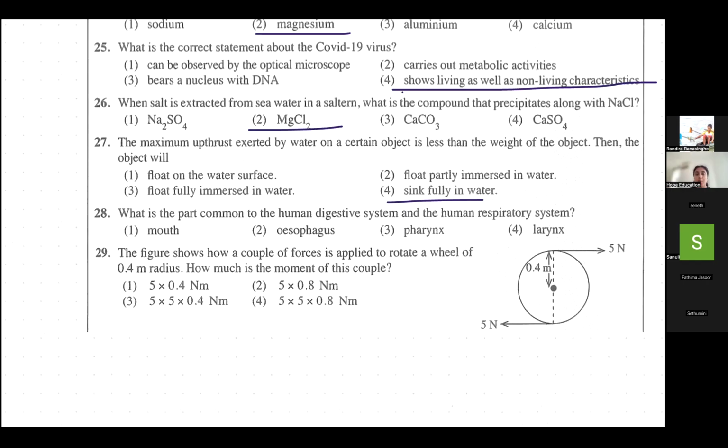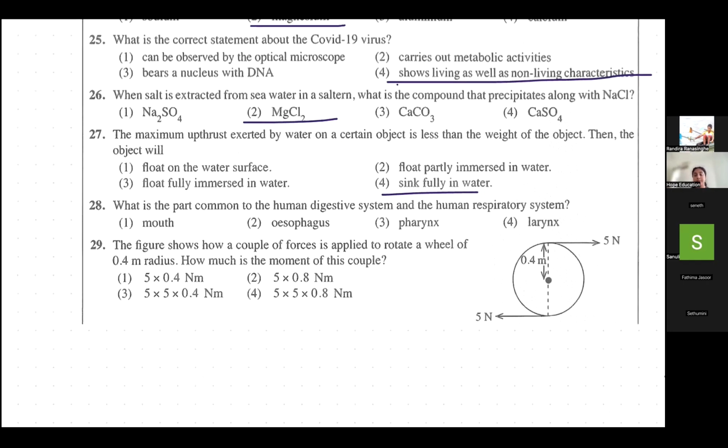What is the part common to human digestive system and human respiratory system? Children, yesterday in class you asked me as well. Not you, the students in yesterday's class asked me. Are there any areas or any questions from other papers that you want me to discuss? Tell me. So what the students asked was, are there any questions that I predict would come to the exam? For one thing, predictions can be accurate or not accurate. Unless I have the paper leaked, I can't tell you exactly what comes to the exam.